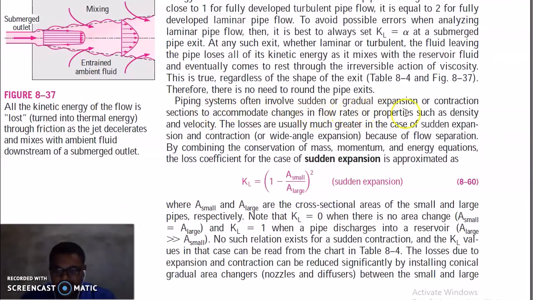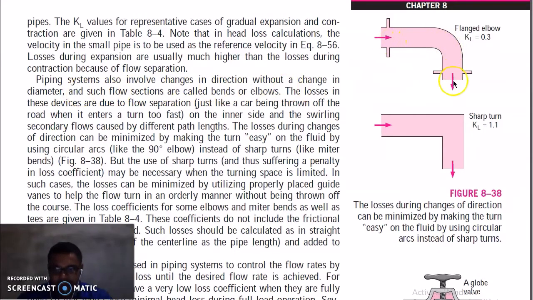Piping systems often involve sudden or gradual expansion or contraction sections to accommodate changes in flow rates or properties such as density and velocity. The losses are usually much greater in the case of sudden expansion and contraction or wide angle expansion because of flow separation. By combining the conservation of mass, momentum and energy equations, the loss coefficient for sudden expansion is KL equal to 1 minus A small by A large, whole square. This is the ratio of small to large area in the case of sudden expansion. Note that KL is equal to 0 when there is no change in area. And when a pipe discharges into a reservoir, A large is much greater than A small, so this value will be negligible.